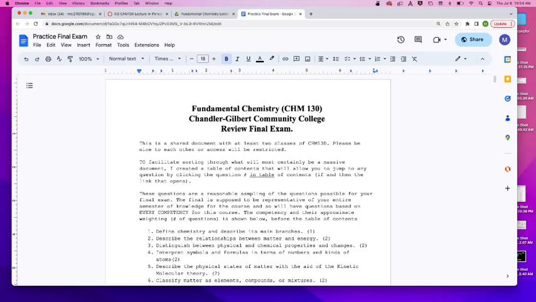So for the final, from my understanding, she's using the common final. The common final was put together by all faculty, or all chemistry faculty, and kind of assembled and put together, hitting a couple big targets. So first and foremost, we wanted to make sure the final covered all of the competencies.